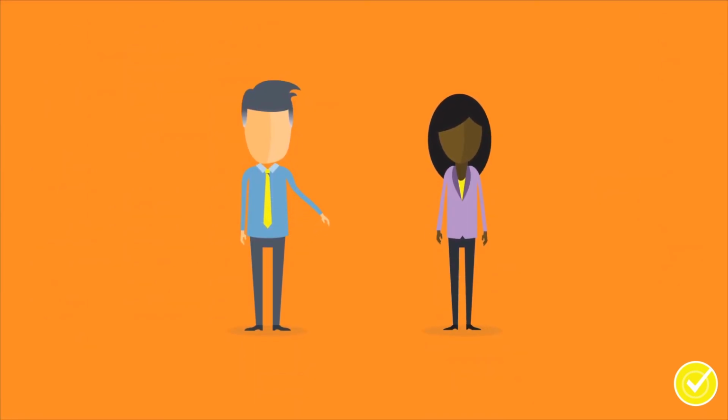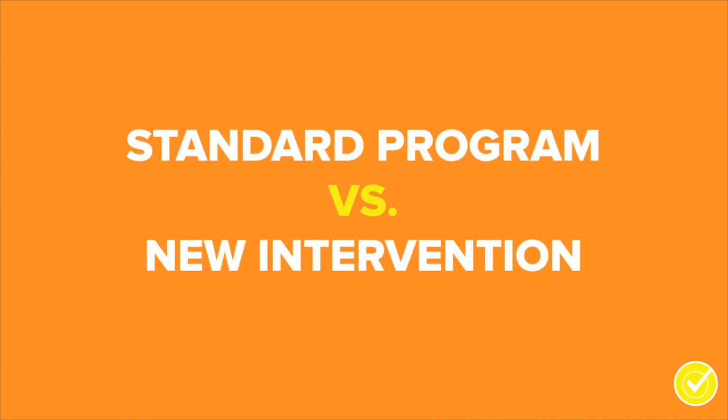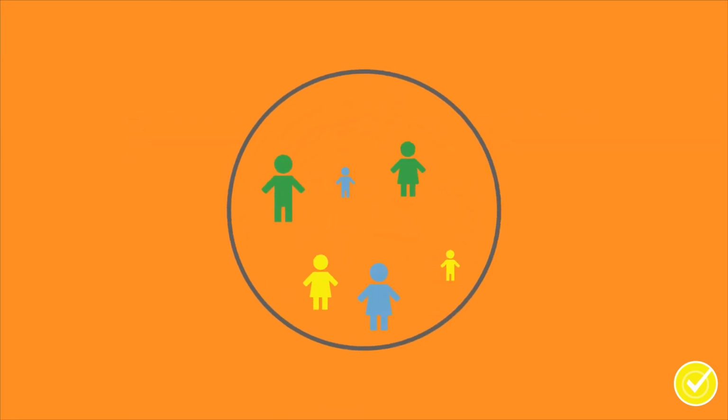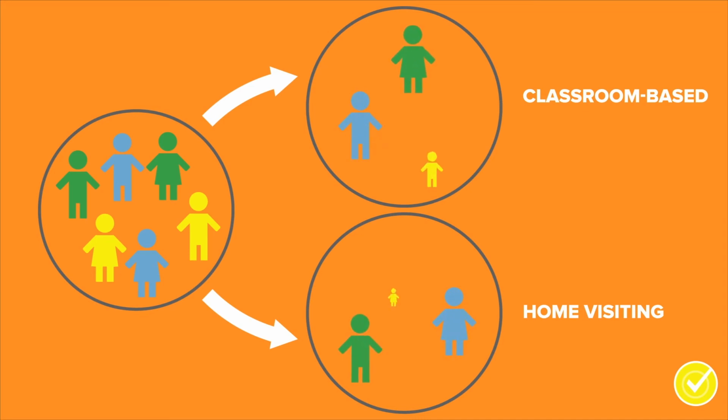What were the results? Hold on, I think you're skipping a few steps. In order to do a good job of comparing the standard program with the new intervention, we used a lottery process to assign all parents referred to the agency to either the classroom-based program or the new home visiting program. This random assignment helped to ensure that the two groups of parents were as similar as possible. For example, the lottery system protected against the possibility that parents in the new home visiting program were more motivated at the start than parents in the regular program.